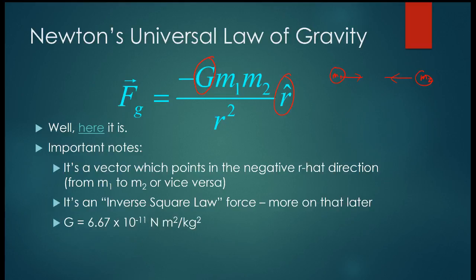This constant, big G, is 6.67 times 10 to the minus 11th. In order to make these units come out, we have to have newtons up top to get newtons on the left, and then we have to cancel out meters squared and kilograms squared.